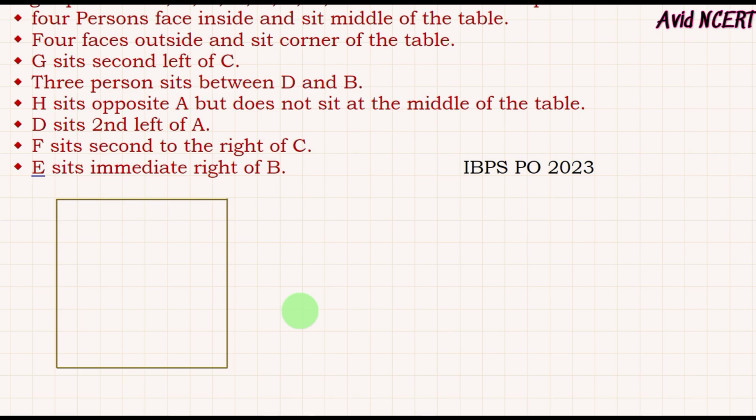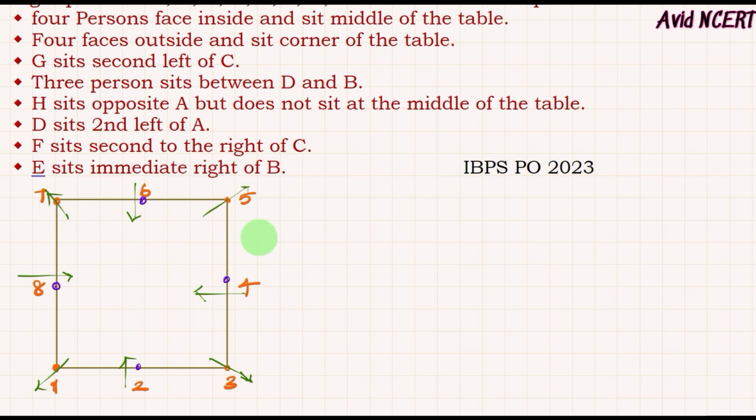I'm going to number them to make this easier to understand. It is mentioned that 4 persons face inside and sit middle of the table. So, they are facing towards inwards. So, the right and left varies. That is the thing we have to notice here. And this facing outside, that is corner, they face outside, which means 5 faces outside, 3 faces outside, 1 faces outside, and 7 faces outside.